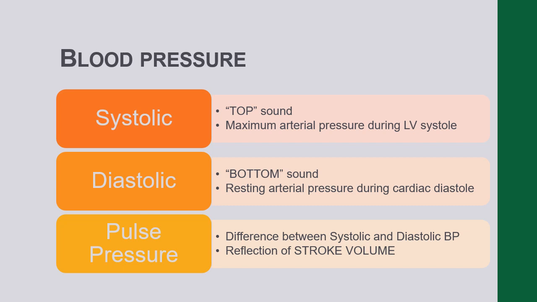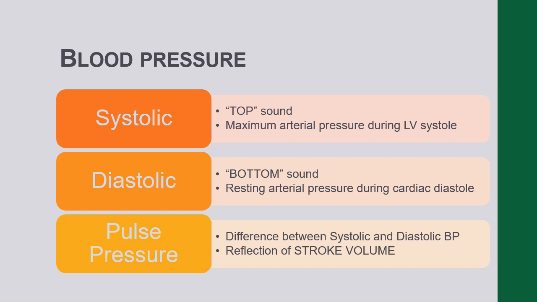Then after ventricular systole, remember, the heart relaxes and it fills passively. So that's called diastole, and all four chambers are filling at the same time. So the diastolic pressure is the bottom sound, or the lowest sound, last sound that you hear. And that's the resting arterial pressure during cardiac diastole. So during the diastolic phase, when the heart is completely at rest and passive filling is occurring, the diastolic sound that you hear, the last beat that you hear in the blood pressure, is an indication of how much back pressure there is, or how much force there is at rest against the arterial walls.